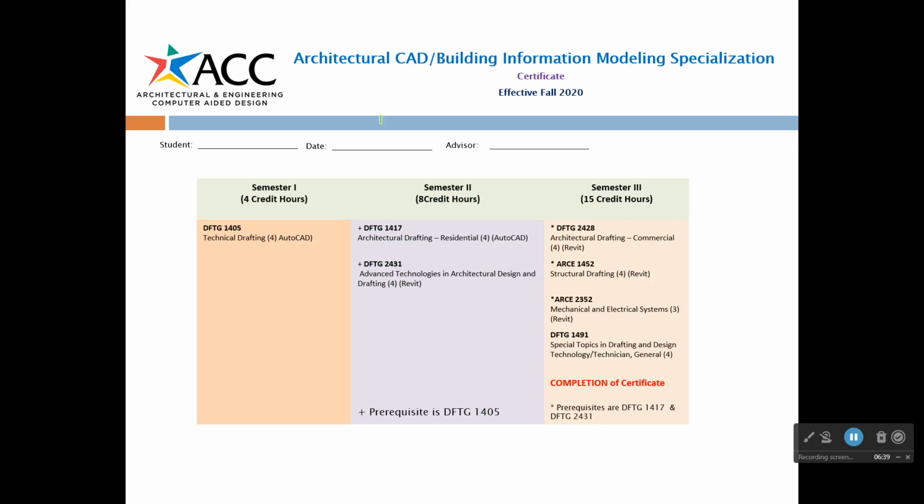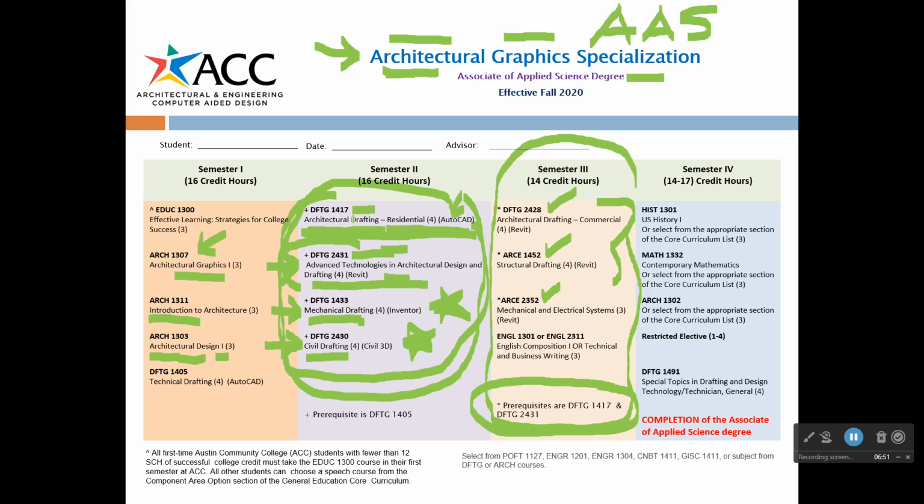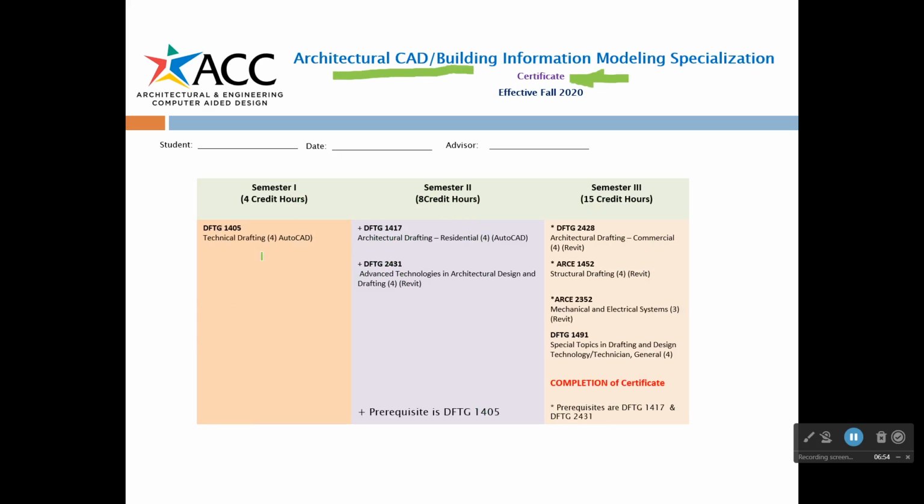Now, if you look at the Architectural CAD and BIM certificate, which is right here, all of the courses in the certificate are also in the degree plan. What we always recommend is that you go ahead and apply for the certificate before you get the degree, usually in the semester before you get the degree. Because all of these courses apply to the degree, usually the next semester is when you would get your associate degree. Just as a reminder, you cannot get the certificate after the degree, so you have to get the certificate before you get a degree.